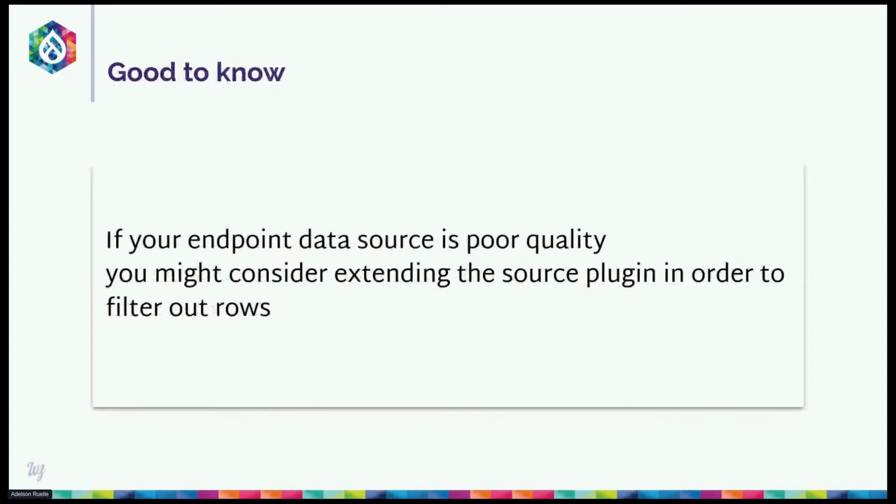Another thing that we had to resort to sometimes is just filtering out data directly in the source plugin by subclassing it and doing custom stuff in it. That's for when the endpoint you're consuming is especially malformed and the people in charge are not bothered to fix it. It's a nice thing to do, and to know that Migrate Pro provides a way to do that really easily.